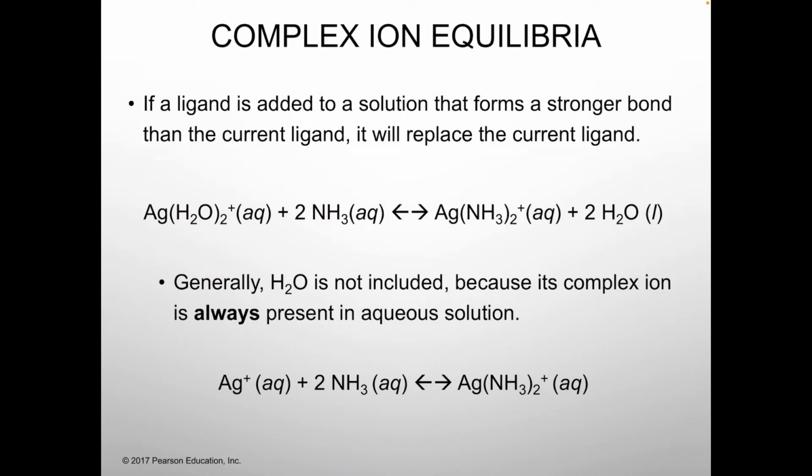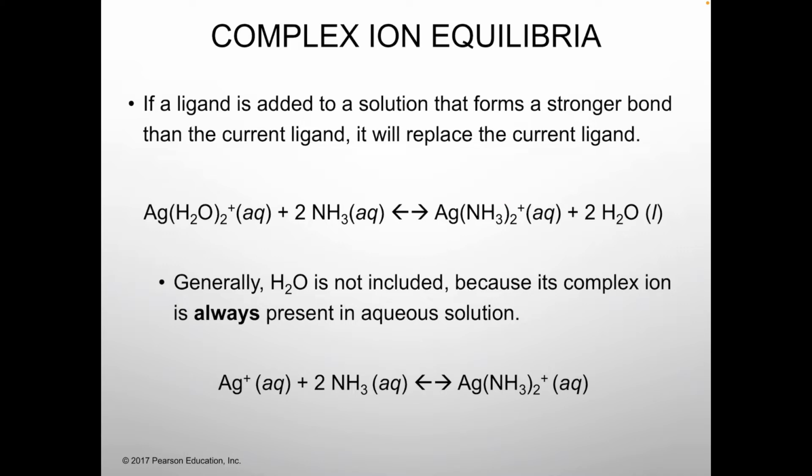Okay, so like I was saying, with the hydroxides and the ammonia, if a ligand is added to a solution that forms a stronger bond than the current ligand, then it will replace the current ligand. So when we had this last reaction, we were adding zinc and we had a small amount of ammonia and it was making the hydroxide. And then when we added excess ammonia, the ammonia took the hydroxide's place and now bonded to the zinc.